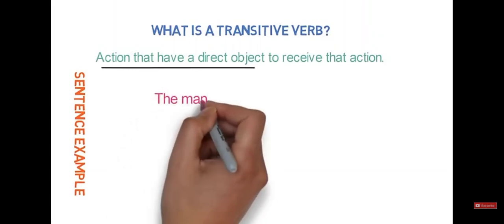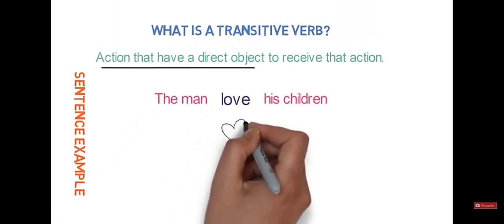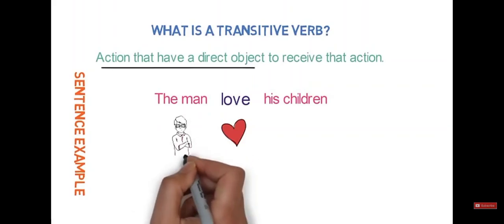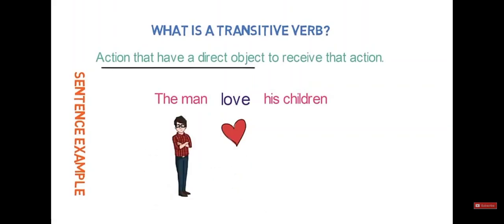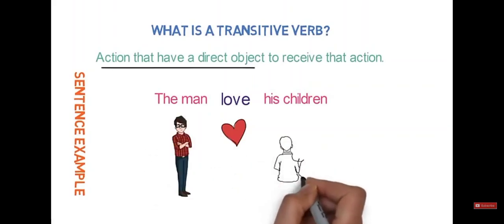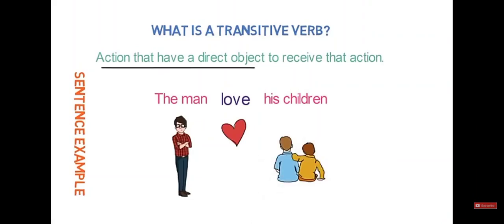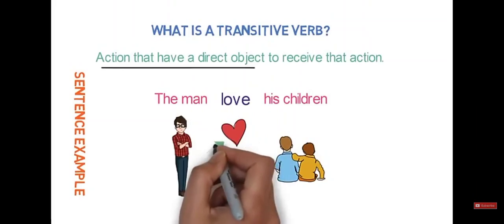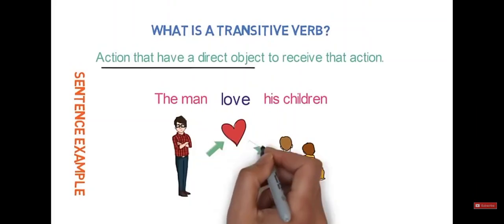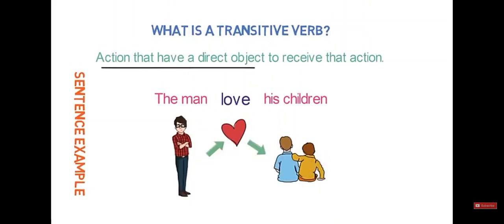The man loves his children. Love here is the action performed by the man, which is a subject in this case, and it has a receiver which is children. As the man is the subject who is doing the action of love and it has a direct object, children, so it's a transitive verb.